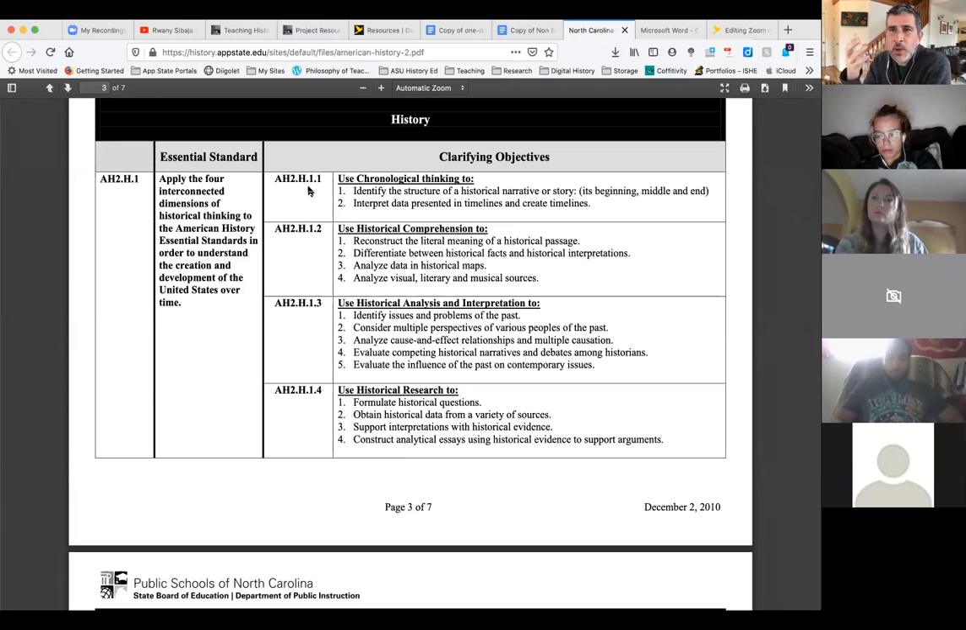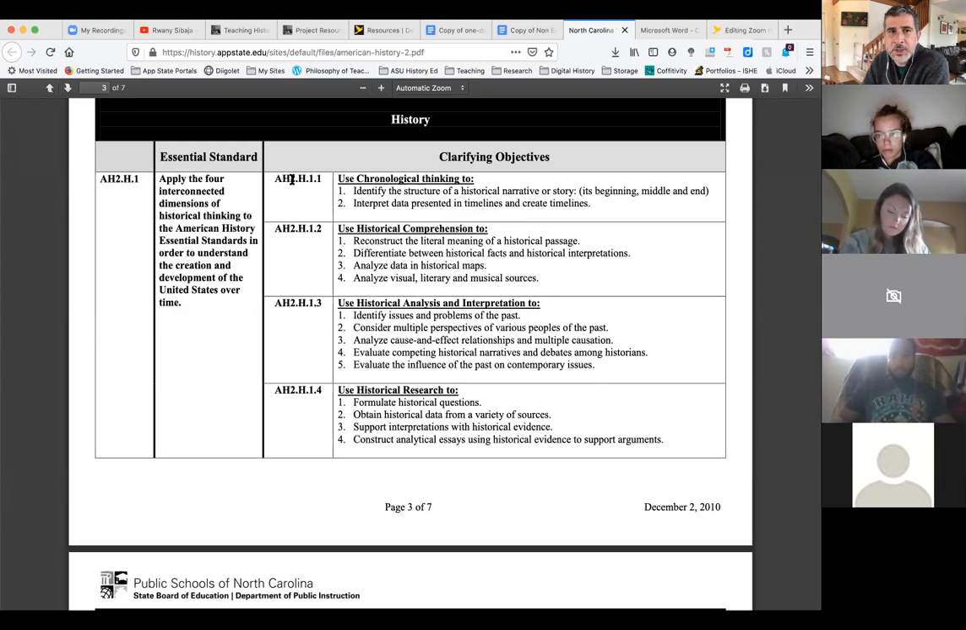If everybody wants a skill standard to be the focus, like you should be able to understand what historians do with maps or with interpretation, then you go to Essential Standard 1 for skill. So you notice here that Essential Standard 1, AH2.H.1.1 is to use chronological thinking to interpret data presented in timelines and create timelines. So if you're doing like StoryMap.js or Timeline.js or some tool like that, that's your perfect one.